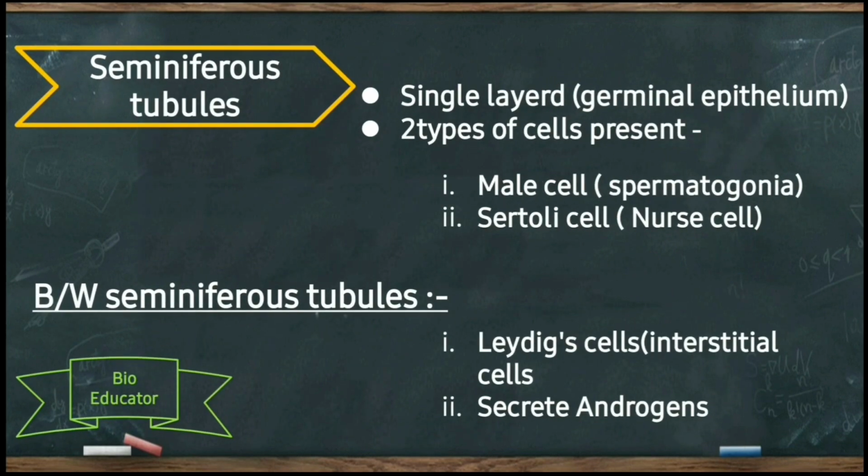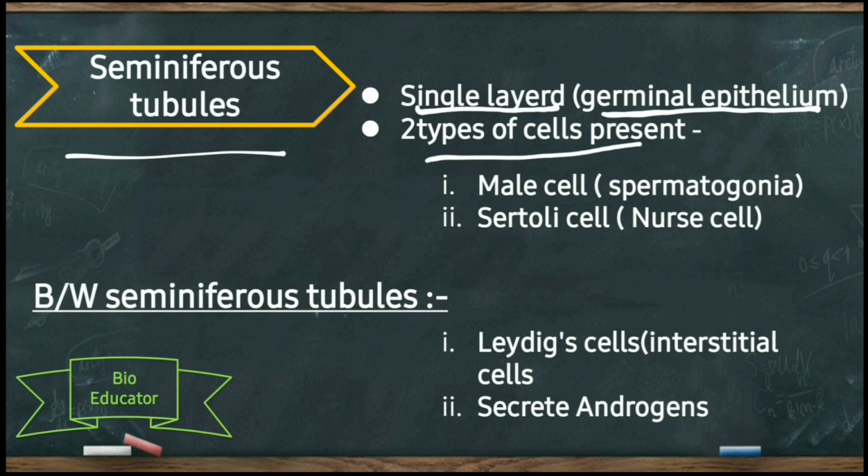Now, discussing seminiferous tubules, it is a single layered tube. This layer is known as germinal epithelium. In this layer, 2 types of cells are present. First, the male cell known as spermatogonia. Spermatogonia is the mother cell of spermatid, which becomes sperm. Second, Sertoli cell, known as nurse cell. It provides nourishment to the growing spermatid.